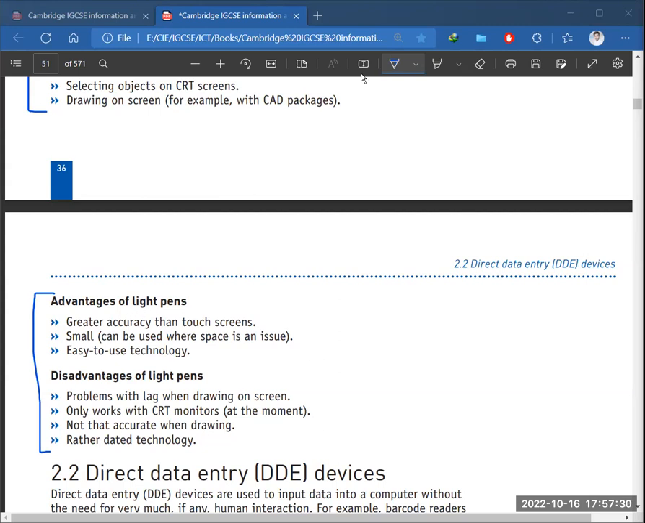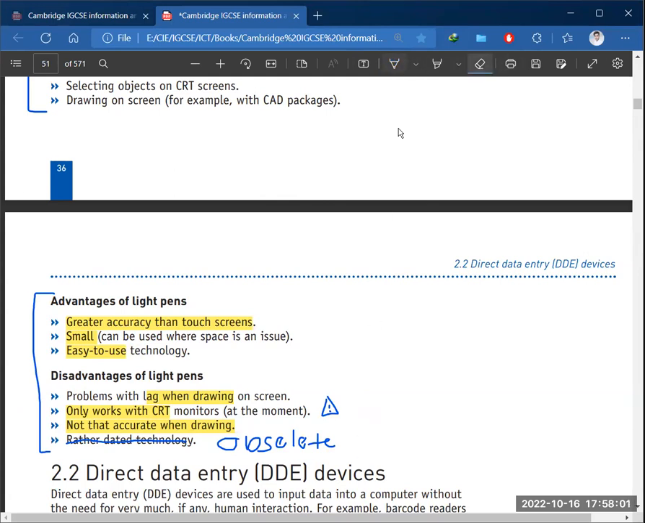Okay. So what are the key things here? Greater accuracy than touch screens, small, easy to use. Problems are lag when drawing on screen. Only works with CRT. That's a big thing. Only works with CRT. That's like the main thing of this. Not accurate when drawing. Instead of writing dated technology, write obsolete technology. What is the meaning of obsolete?